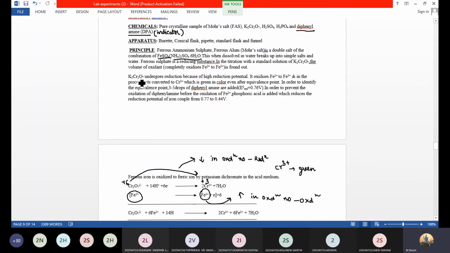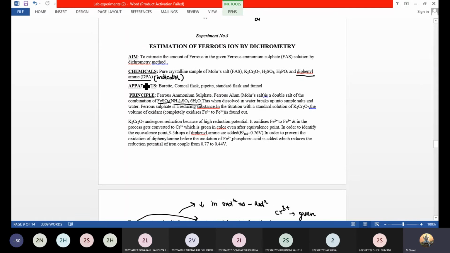See, dichromate is getting reduced to chromium 3+, and iron is getting oxidized to Fe3+. So during this reaction, you see a green color. The green color is because of the formation of chromium 3+. This color keeps on imparting from the beginning of the reaction itself, because here it is getting reduced and this is getting oxidized. So here you cannot locate the end point, because the green color is being imparted by the dichromate from the beginning and during the reaction. For that reason we have to add an indicator which is called diphenylamine.